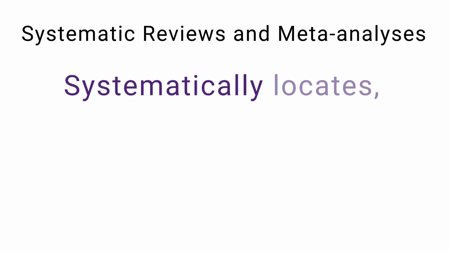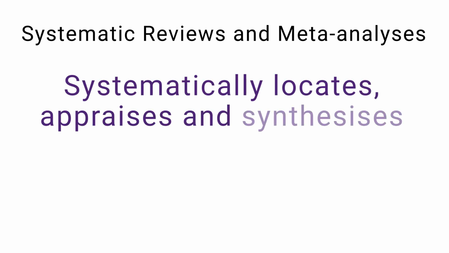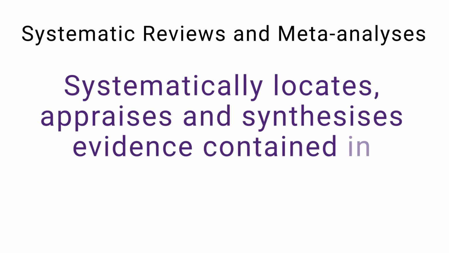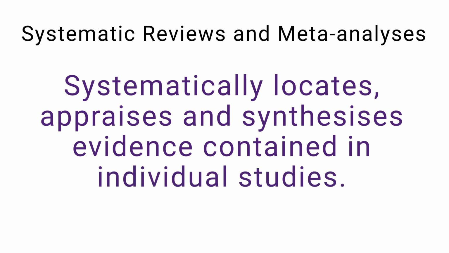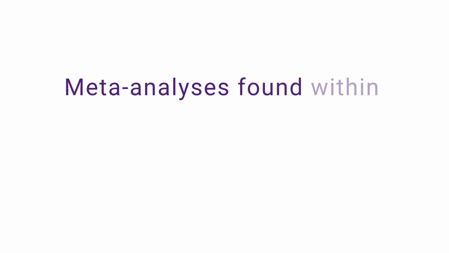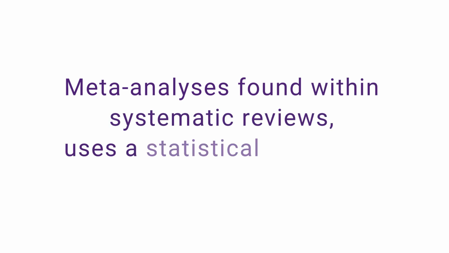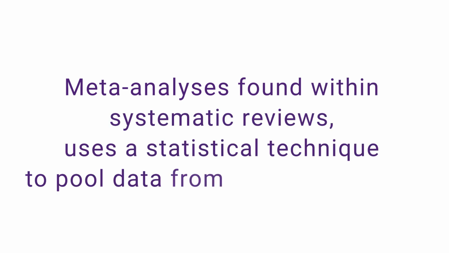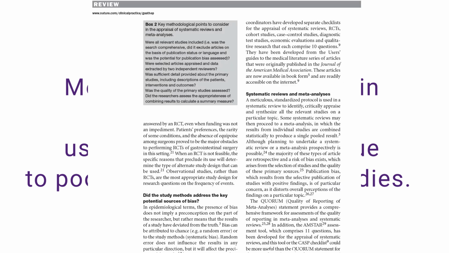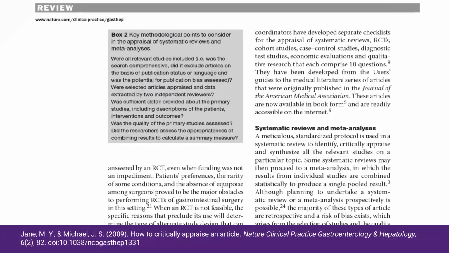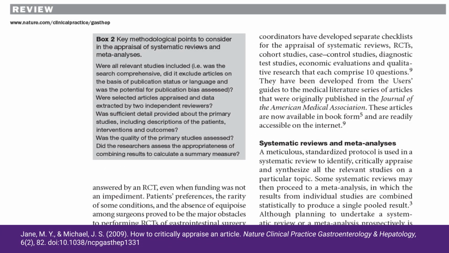Firstly, systematic reviews and meta-analyses. A systematic review is a summary of medical literature on a particular topic that systematically locates, appraises, and synthesizes evidence contained in individual studies. Meta-analysis is a type of study that can be found within a systematic review. It uses a statistical method to pool data from several studies.